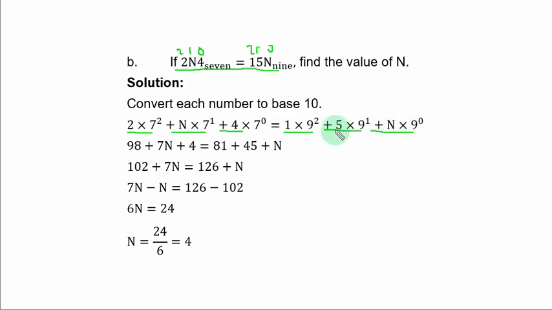If you simplify further, 7 square 49 times 2 is 98 plus 7n plus 4 equal to 81 plus 45 plus n. If you add like terms both sides, you have 102 plus 7n equal to 126 plus n. Collect like terms, you have 7n minus n equal to 126 minus 102. You have 6n equal to 24. Divide both sides by 6 and n is equal to 4.